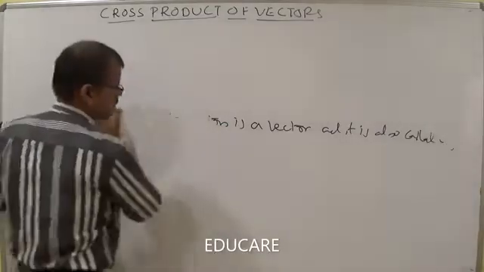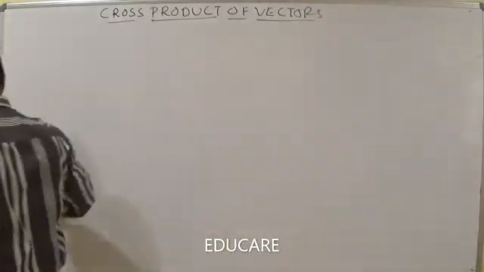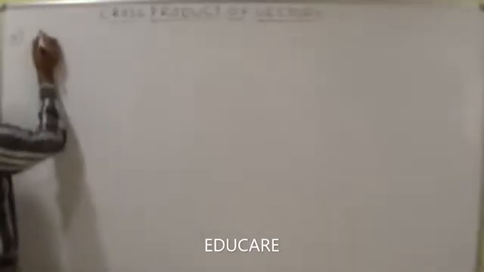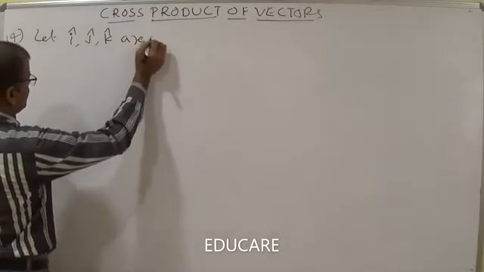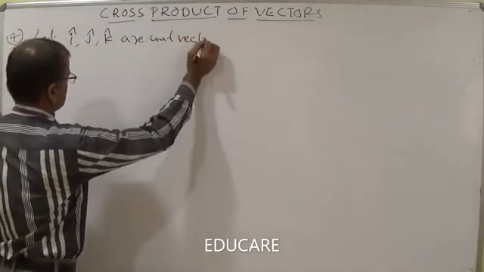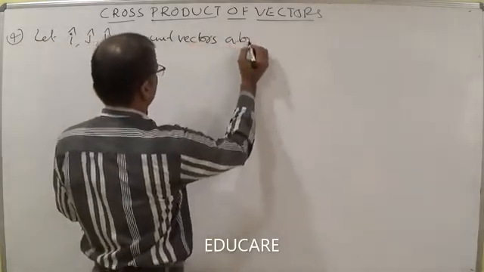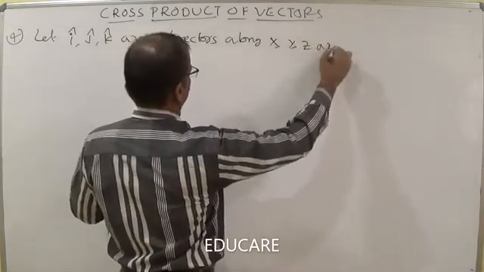Now we have learnt magnitude. Magnitude means modulus. For the magnitude of the cross product, there is no mention of the unit vector. Next, the third point. Fourth point: let i cap, j cap, k cap be unit vectors along x, y, z axis respectively.